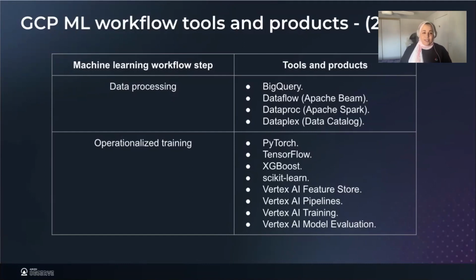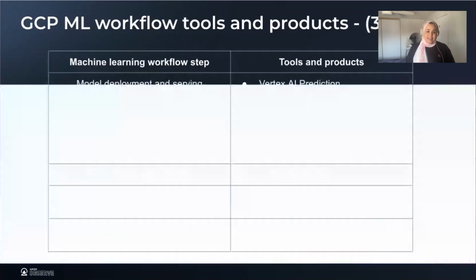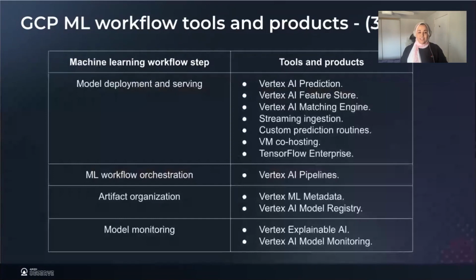There are also other tools and products that can be used for this process, and they are Feature Store, Vertex AI Feature Store, Pipelines Training, and Model Evaluation. But most of the work that I have done so far, and that I've seen other teams doing in my professional environment, use mostly the top four frameworks that we just discussed. Okay, now we completed the operationalized training. Let's have a look into the next process.